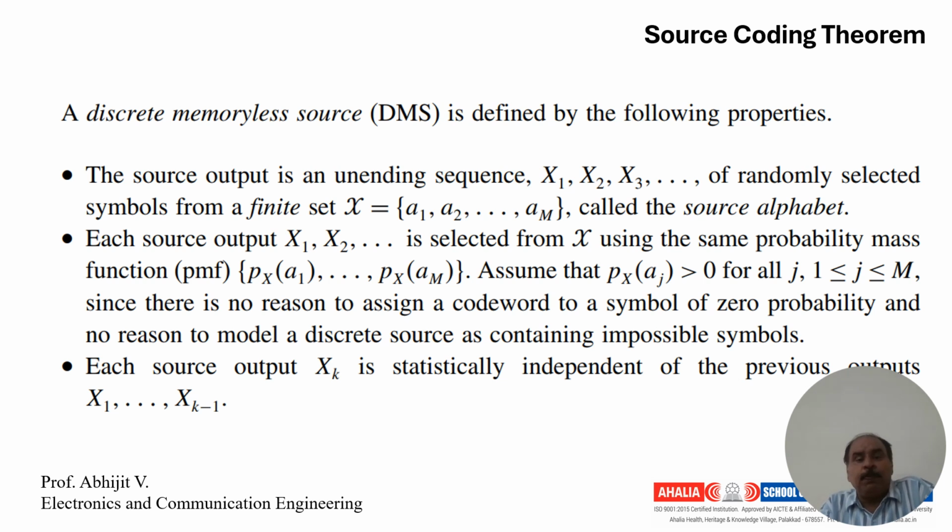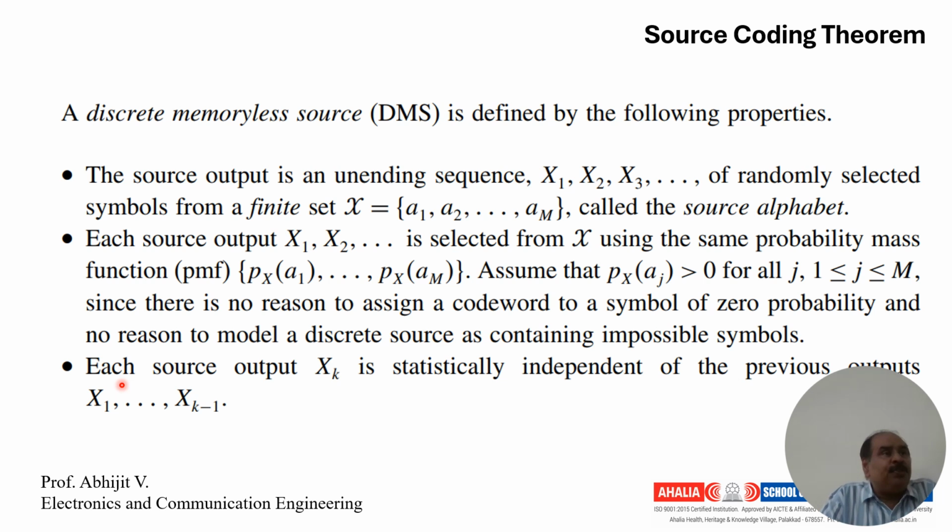Now we are assuming the probability mass functions to be greater than 0 for all values of j, where j is between 1 to m. That means that all the values, whatever we are going to take within the limits, are assumed to be positive. Okay, since there is no reason to assign a code word to a symbol of 0 probability, and no reason to model a discrete source as containing impossible symbols.